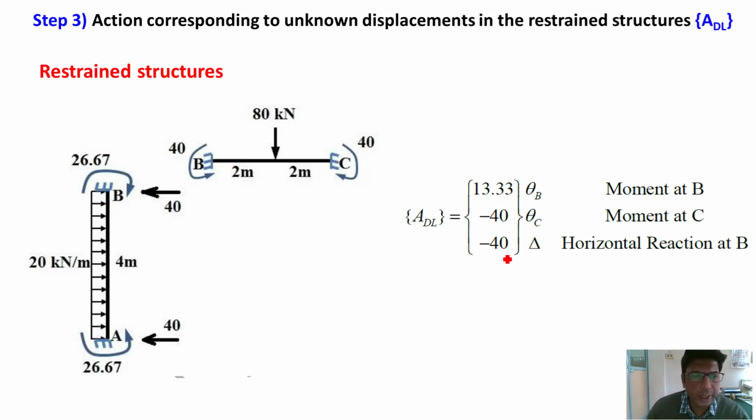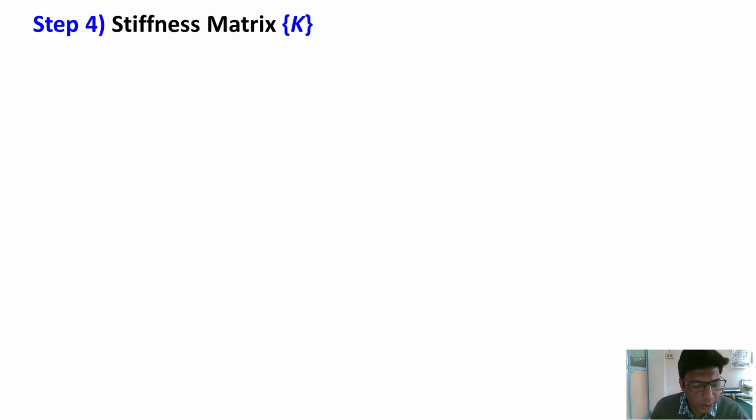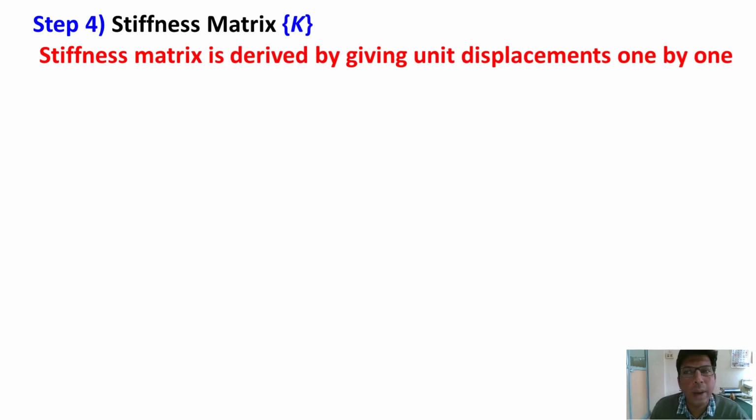Next matrix involved in the compatibility condition is the stiffness matrix. So now we have to derive the stiffness matrix. We know that the stiffness matrix is derived by giving unit displacements one by one. There are three kinematic unknown displacements in this frame. First is theta B, then theta C and delta. So one by one we have to give the unit displacements.